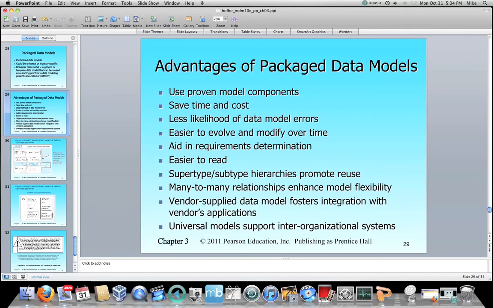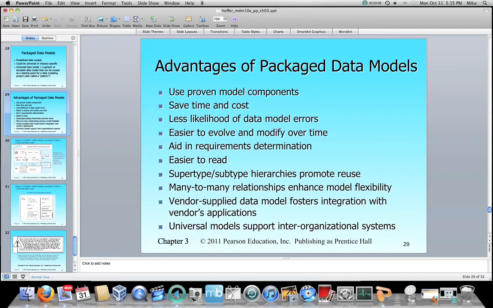So if we look at some advantages of a packaged data model, most of the time this is a proven model. SAP is a proven model. The Banner system that we use here at Hofstra University is a proven model. It saves time. You can get up and running fairly quickly. You avoid a lot of the individual development cost that you would have to incur to develop this on your own. Since it's a proven model, there is less likelihood of data model errors. You didn't design it improperly because it's already been proven by other universities and other airlines to work.